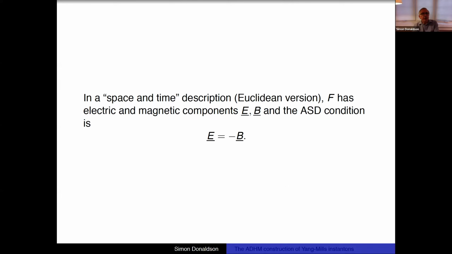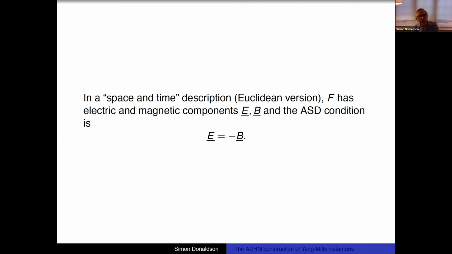So at the beginning we talked about putting the electric and magnetic fields together to get this object F, just to see in a different way what the meaning of this anti-self-dual condition is. If we went back to choosing a space and time description of our four-dimensional space, but now in a Euclidean version, then we would represent our curvature in terms of electric and magnetic components, and the condition is just that the electric field is minus the magnetic field.